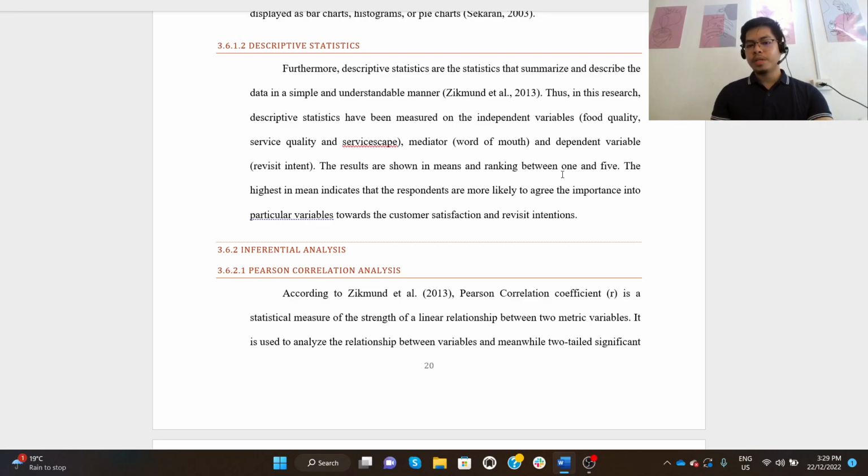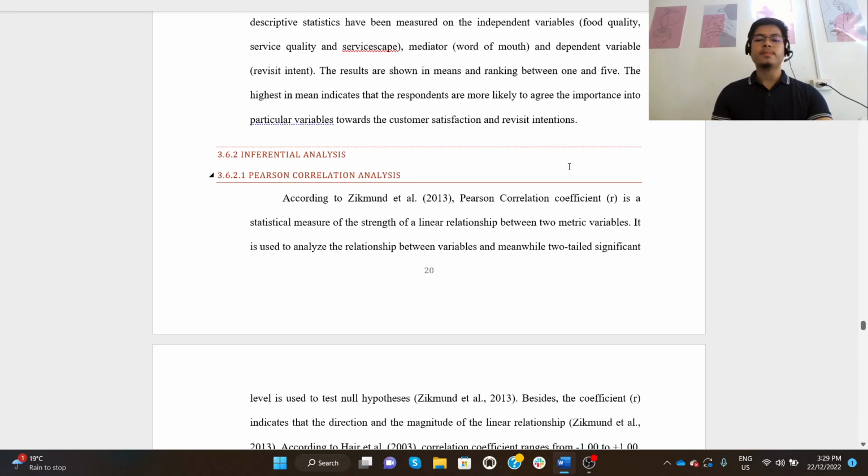The results are shown in means and ranking between 1 and 5. The highest mean indicates that the respondents are more likely to agree on the importance of particular variables towards customer satisfaction and revisit intentions.